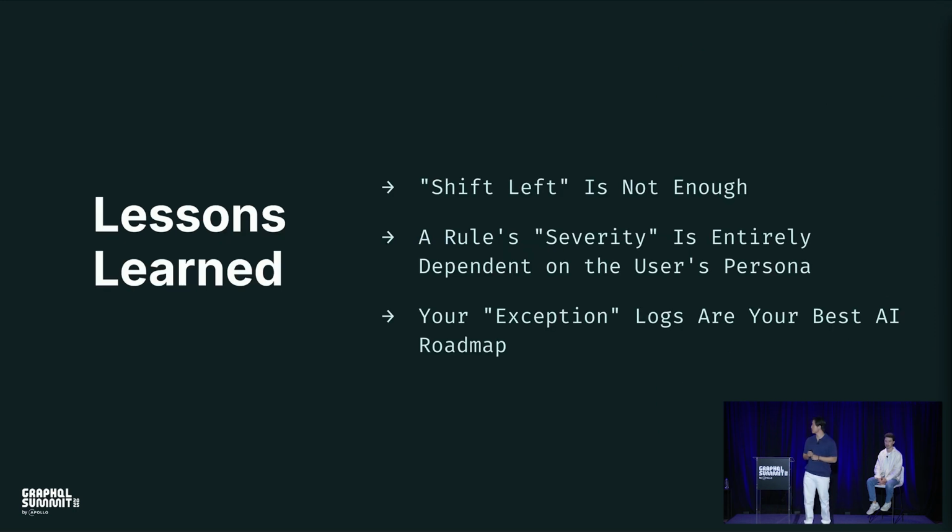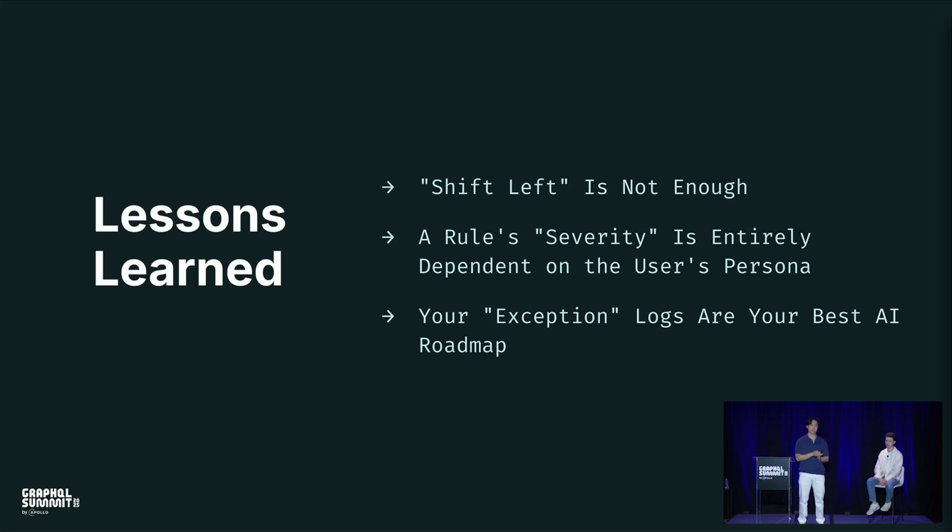So the first lesson we learned is, shifting left is not enough. But what does it mean to shift left? Shifting left just means moving left from where your current state is. It doesn't necessarily mean you have to shift all the way left. But if we just look at the rightmost extreme, it's where the approval happens, right? When you publish a subgraph, that's like your rightmost that you can go to, right?